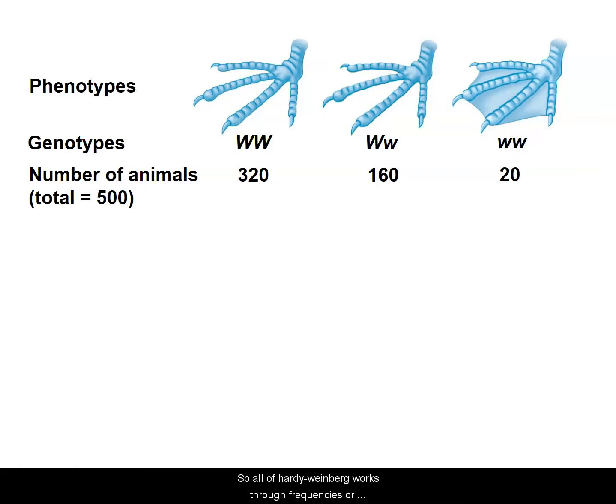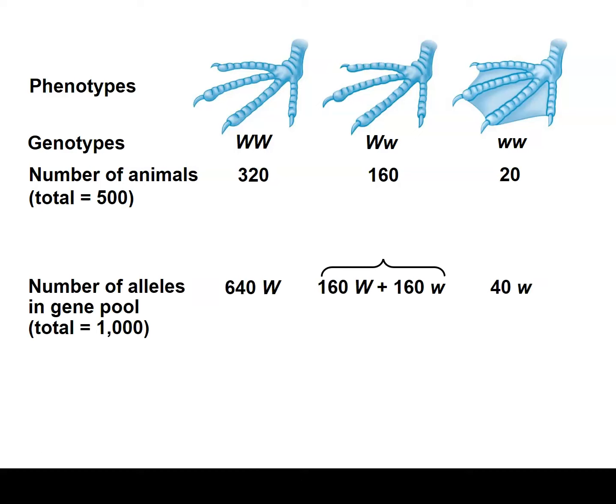All of Hardy-Weinberg works through frequencies or proportions, so we're working with decimals or numbers less than 1. We have to first figure out, from the information given in this word problem, what the allele frequencies are. Remember, an allele is P or Q, the dominant allele or the recessive allele. Keep in mind that each individual has two letters in their genotype. So we have 500 individuals, and we have to multiply that by 2 to determine the number of alleles in the population, because these are diploid individuals. So 500 animals, but 1,000 alleles.